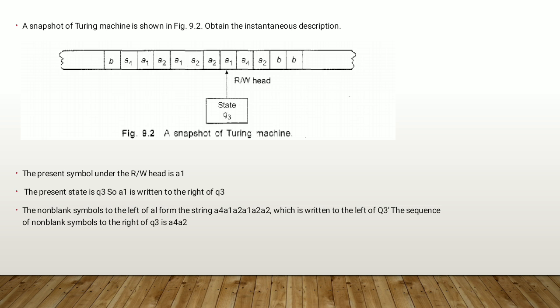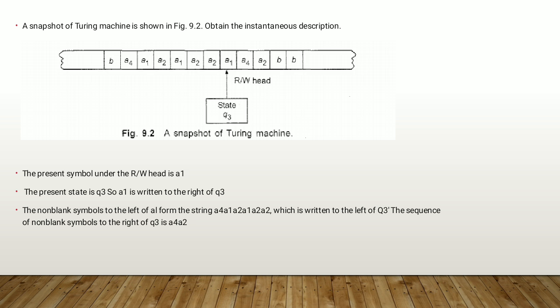Now let us see in more detail. A snapshot of Turing machine is shown in figure to obtain the instantaneous description. So this is the snapshot. We are at state Q3. Read-write head is pointing to A1 and all the symbols are located at different cells on the tape. So the present symbol under read-write head is A1 because read-write head is pointing to A1 cell. The present state is Q3. So A1 is written to right of Q3.